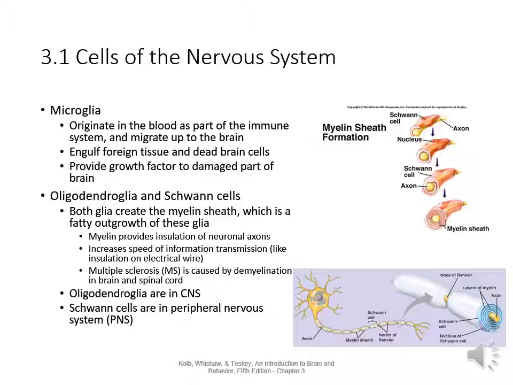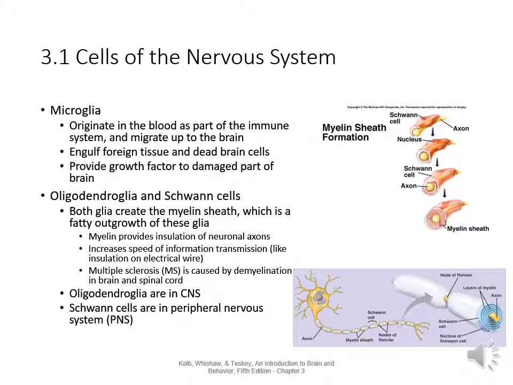Multiple sclerosis, or MS, is a disease you've probably heard of, and this one is caused by demyelination. So the atrophy or dying away of these myelin sheaths in the brain or spinal cord, and this leads to a number of issues in the motor system, behaviorally, emotional deregulation, lots of problems.